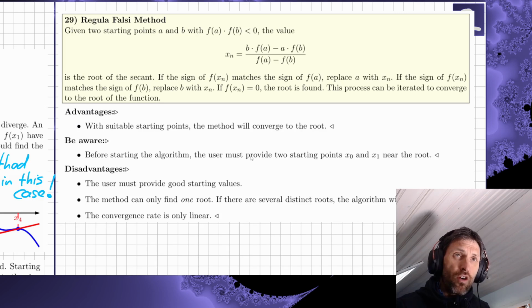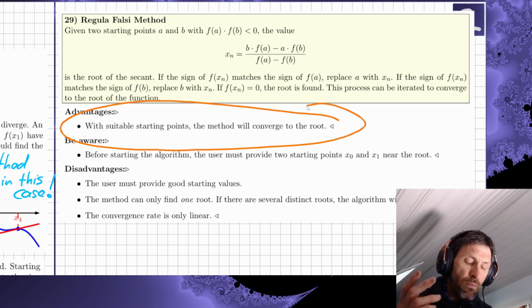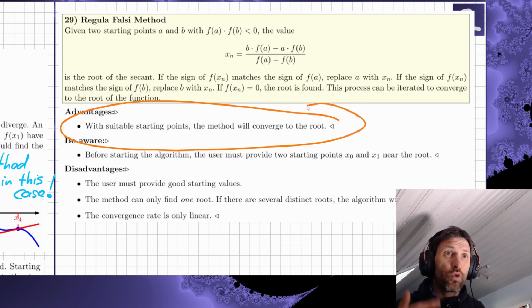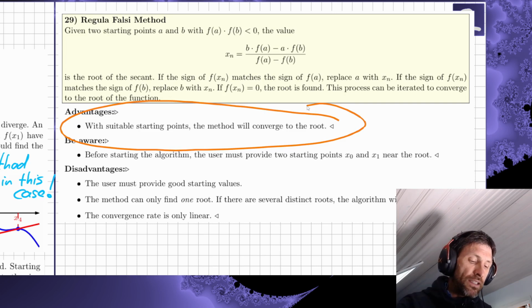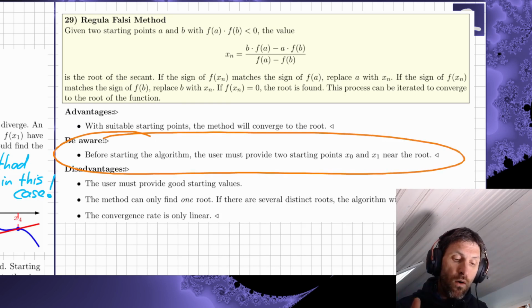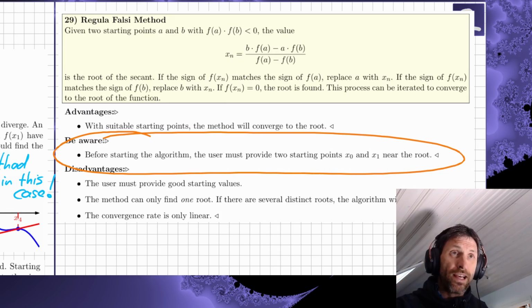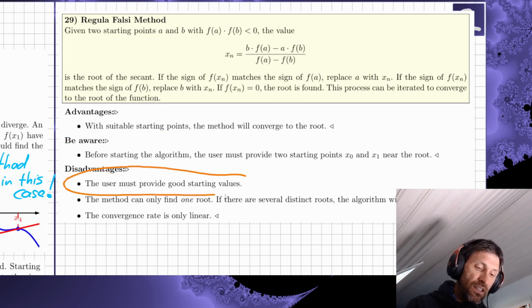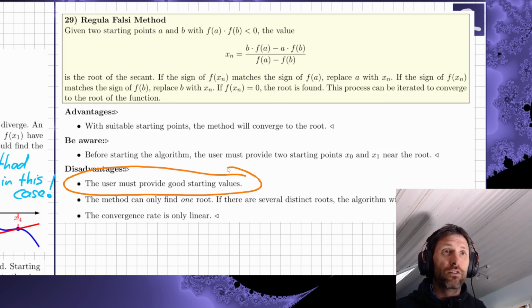What is the advantage of our Regula Falsi method? With suitable starting points, the method will converge to the root. At least this is the hope, and we will see in the example that it works. It's not, from a mathematical point of view, completely clear that it's true, but we will see that. Before we start, we need 2 starting points. And the user is the one who has to provide them. So this is a disadvantage, and we saw that disadvantage for all our algorithms.